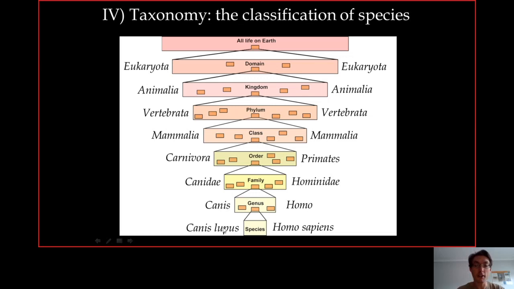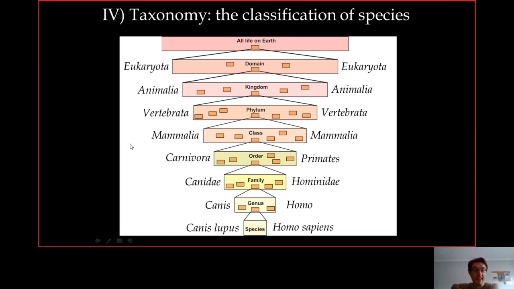And same thing for the dog. The dog is Canis lupus. So lupus is the species, Canis is the genus. The genus Canis has many species, the wolf, the coyote, the jackal. And Canis in itself belongs to a broader family called the Canidae, so the family of the dogs. So everything that looks like a dog is a Canidae. And then you have the Carnivora, which are all the carnivorous mammals, the mammals which are themselves a member of a bigger taxon called the vertebrates, etc.